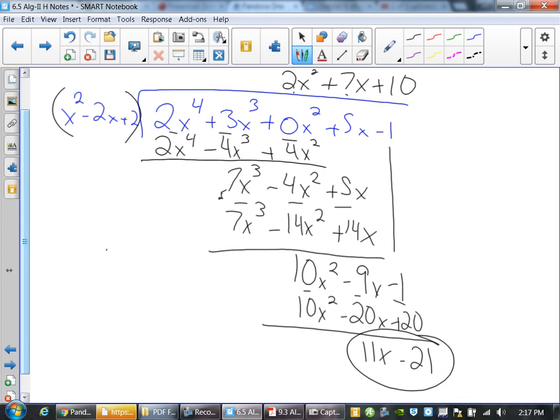So that's my leftover. Is the 11x positive or negative? And how do you know that? Because there's no negative in front of it. So I would write this as plus 11x minus 21 over x squared minus 2x plus 2. That's my fractional remainder. I get a rational remainder. Whatever the remainder is goes on top. Just like it was earlier when we had that 3 left over, we divided by 11. It was 3/11ths. Same idea. It works the exact same way.